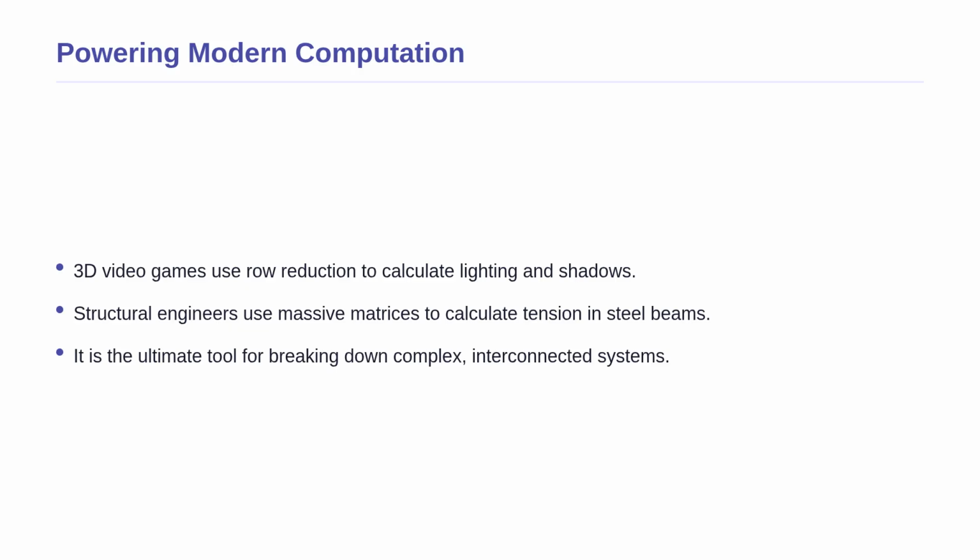Whenever a computer renders a 3D video game, it solves millions of linear equations using these exact principles to figure out lighting and shadows. In structural engineering, massive matrices are used to calculate the tension in every single steel beam of a bridge simultaneously. It is the ultimate tool for turning chaos into order in complex systems.